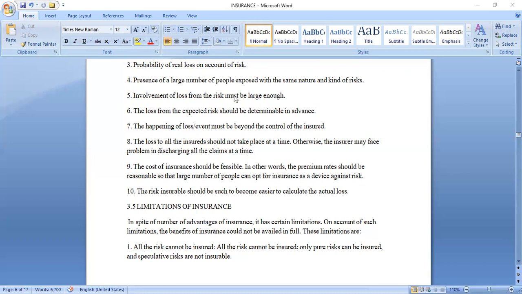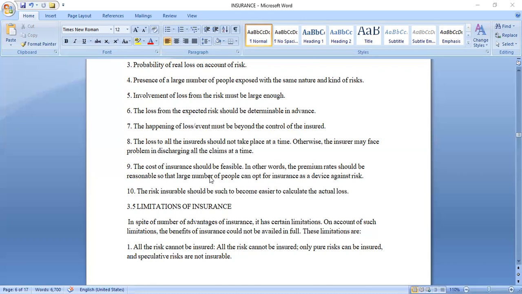Even when they are paying, they don't pay at the same time. Because it is believed the condition is that for their work to be successful, these losses should not occur to all these insureds at the same time, right? Otherwise, the problem in discharging all the claims at this time will be making losses to this particular insurer.